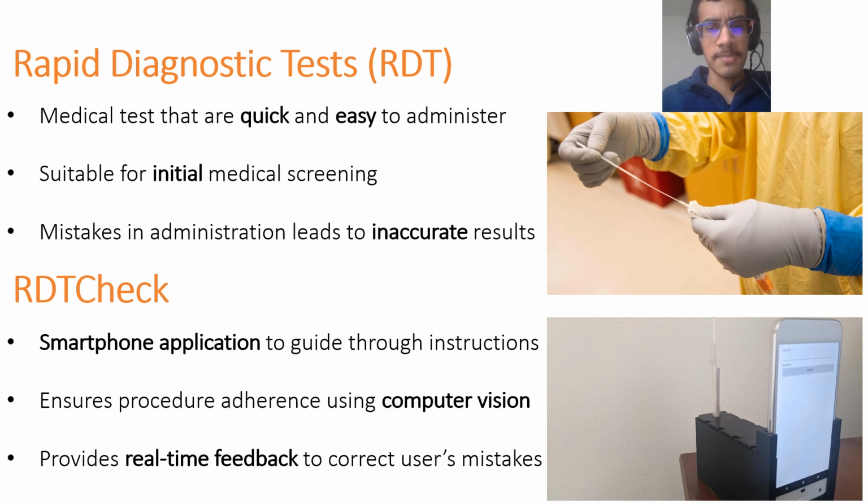The problem is that people who are not experienced with such tests often make mistakes in their administration, which leads to inaccurate results. Our solution to this problem is RDTCheck. RDTCheck is a smartphone application that guides users through the instructions of a RDT test. We ensure that the users follow the protocols of the test using a variety of computer vision techniques, which we describe in detail in the next slide. The application provides users with real-time feedback to correct their mistakes and prevent those mistakes from happening in the future.